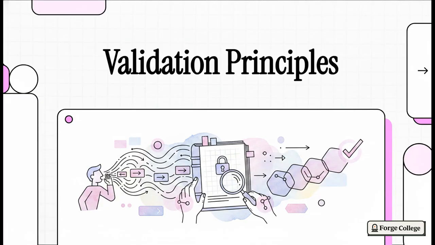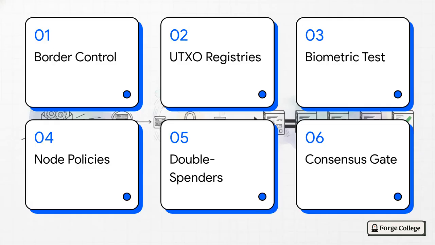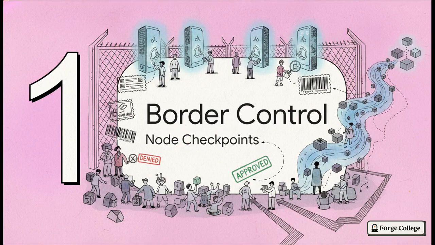Well, let's dive right in, because this is where the absolute magic of decentralized trust happens. We're going to break down the exact principles of transaction validation. Okay, here's our roadmap for today. We'll be hitting border control, checking out documents and UTXO registries, running through the biometric test of signatures, navigating node customs, catching some double spenders, and finally passing through the consensus gate. Let's get moving. Part 1.